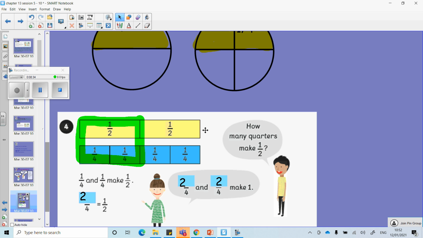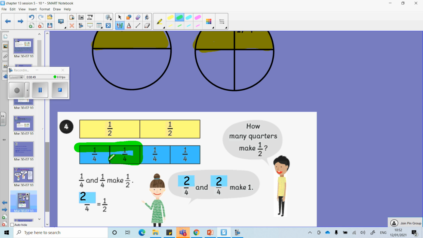Now over here, I've got some other sentences. I could say 2 quarters and 2 quarters make 1 whole. Let's see what that looks like. So I've got 2 quarters here, and I've got 2 quarters here. And if we put them together, that makes 1 whole rectangle. 2 quarters and 2 quarters. There are other ways you could do that. I'll let you have a think about that without me.